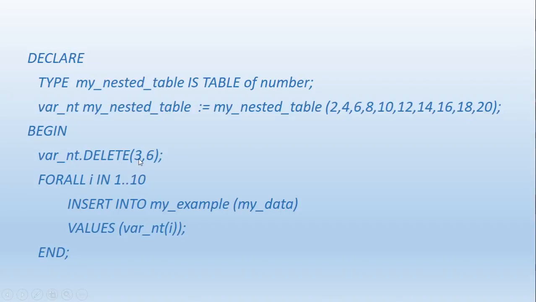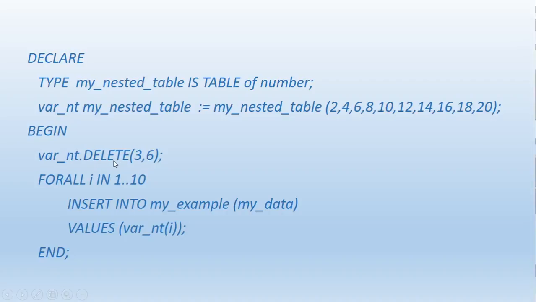After this delete command, using this FORALL statement, I am going to insert the rest of the values into my_example table. The name of the table is my_example, and in this table only one column is there. The name of the column is my_data. So we are going to store all the values into this table after deleting the elements using this delete command.